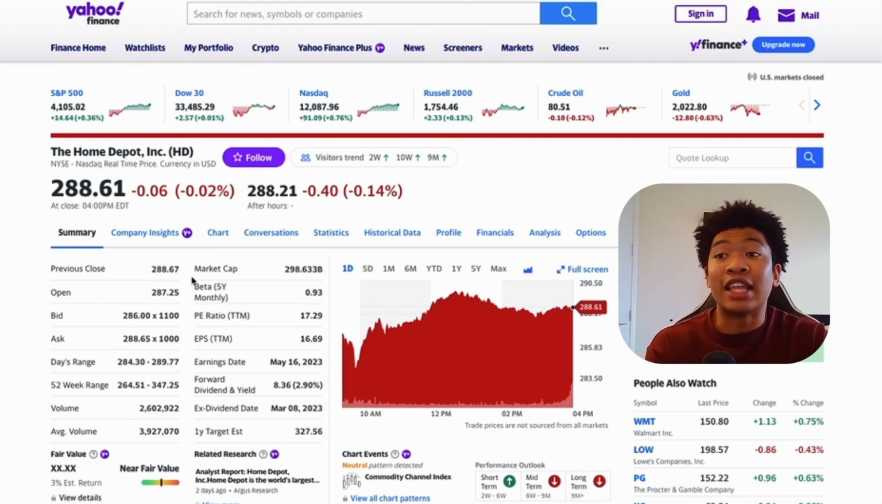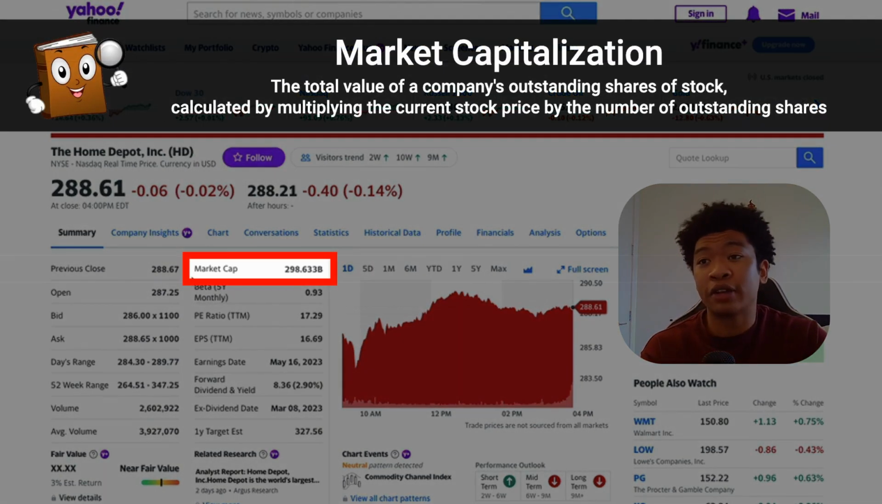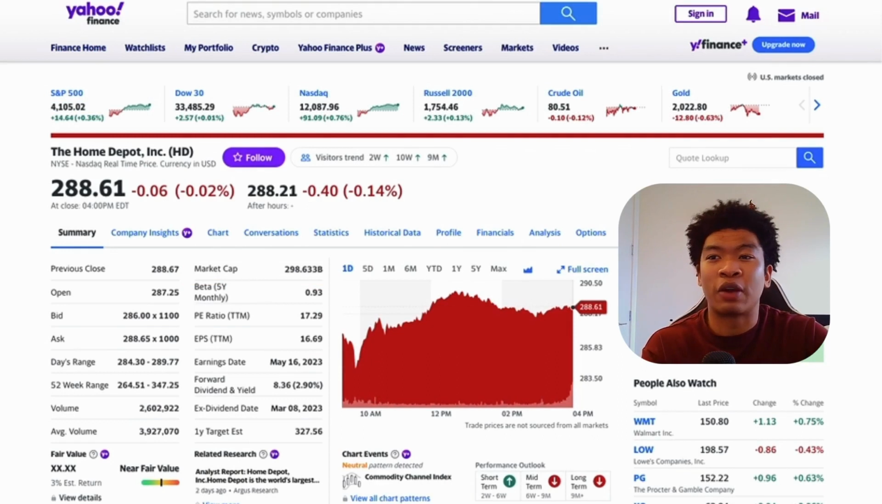Now, moving on to the next column, we have another very important metric, which is market cap, short for market capitalization. For Home Depot, we see that it has a market cap of 298.633B, or about $298 billion. This metric is really important because it represents the true market value of the company, and thus it allows us to understand the relative size of the company compared to other companies.